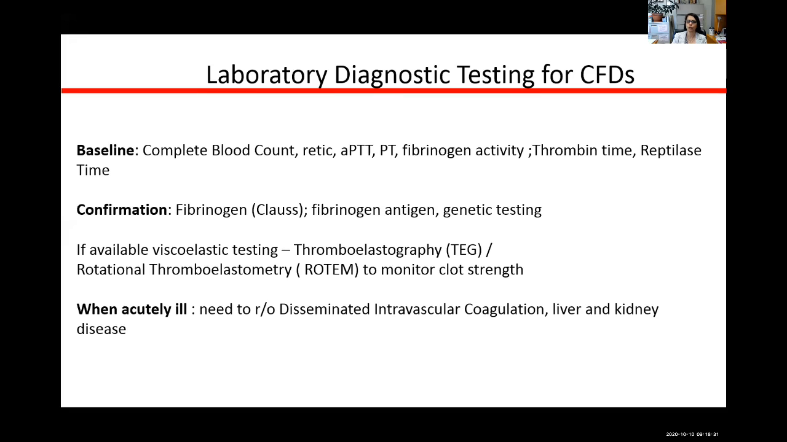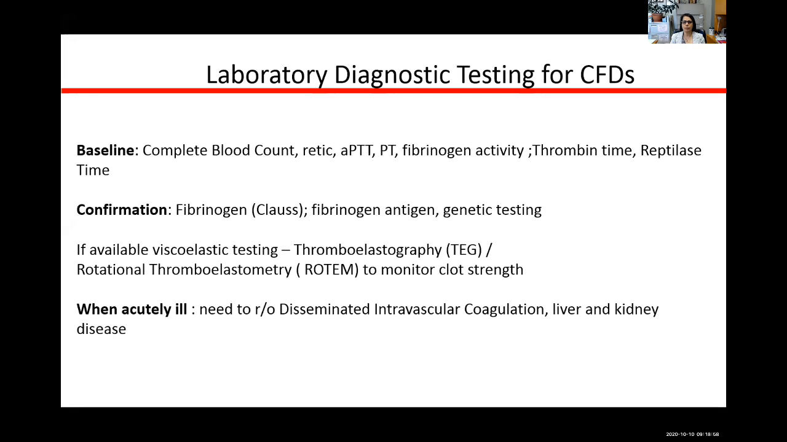complete blood count in order to assess the platelets, as well as the PT or prothrombin time and the APTT or activated partial thromboplastin time to screen for the various clotting proteins. A fibrinogen level, which is a fibrinogen activity, and the thrombin time, which basically determines the quality of the fibrinogen and also the rate of conversion of fibrinogen to fibrin.